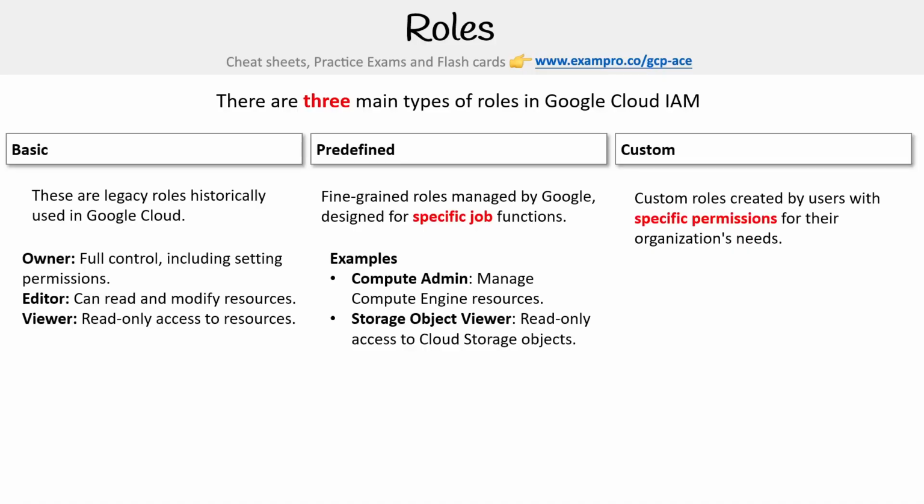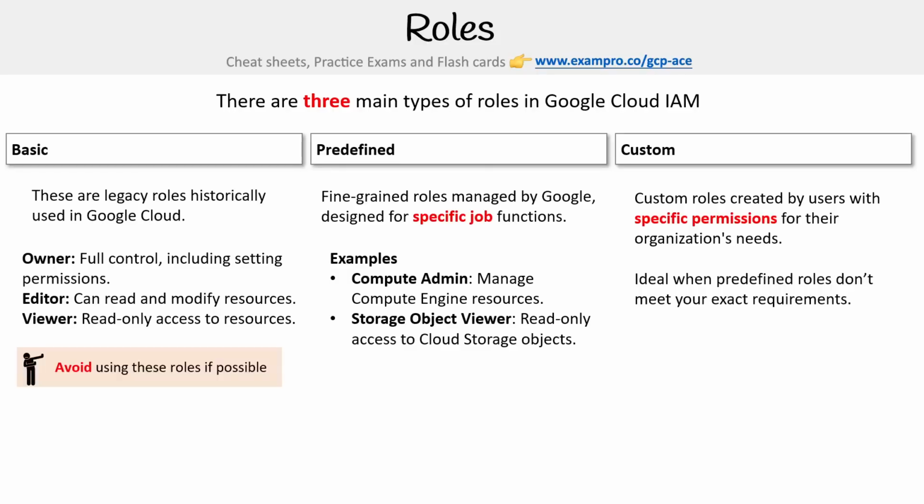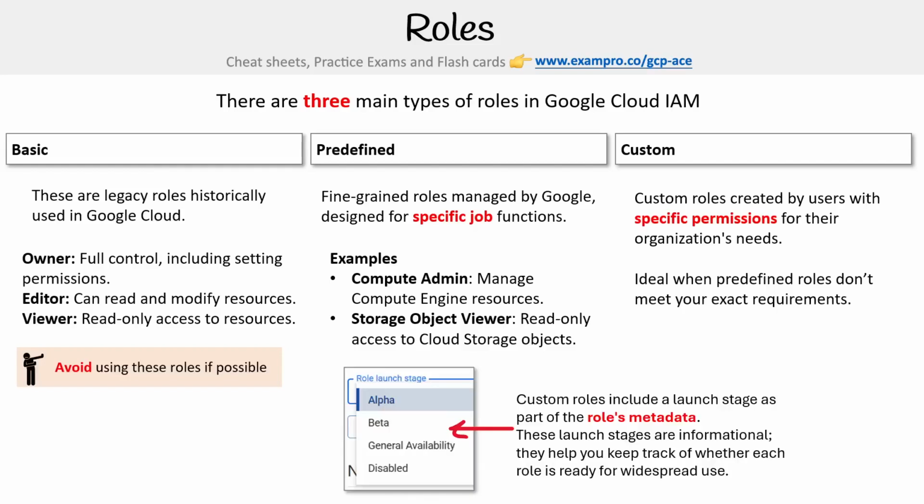Then you have custom, so custom roles created by users, and you just choose what permissions you need. Pretty straightforward. Ideal when predefined roles don't meet your exact requirements. Avoid using basic roles. That is GCP's recommendation, but in practice, owner and viewer, not editor, but owner and viewer are still often used by companies because they're obviously really easy to use.